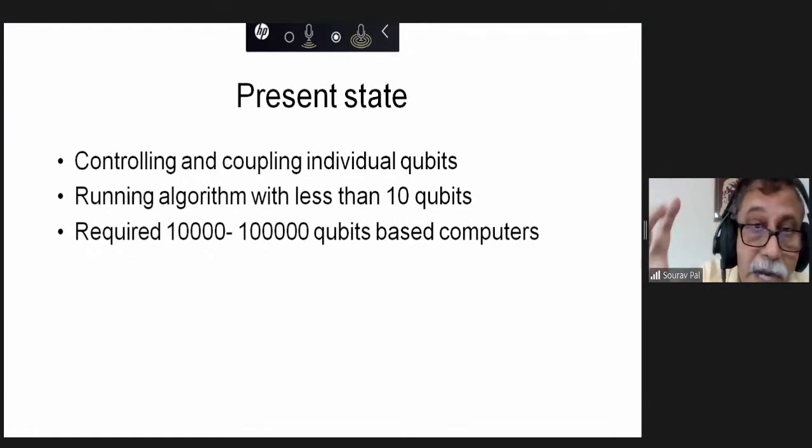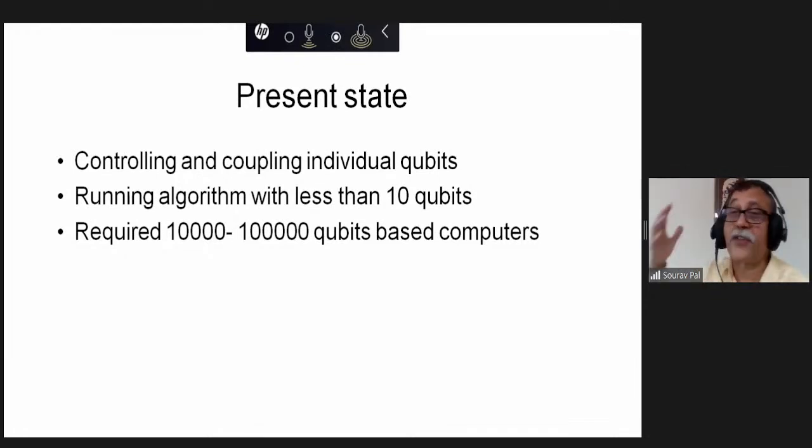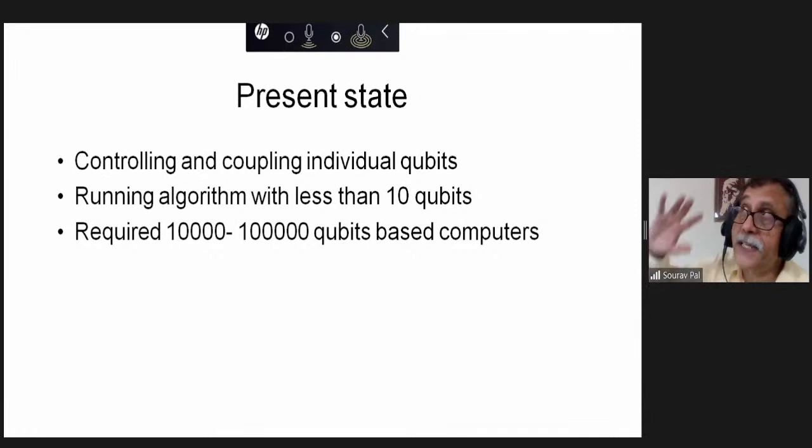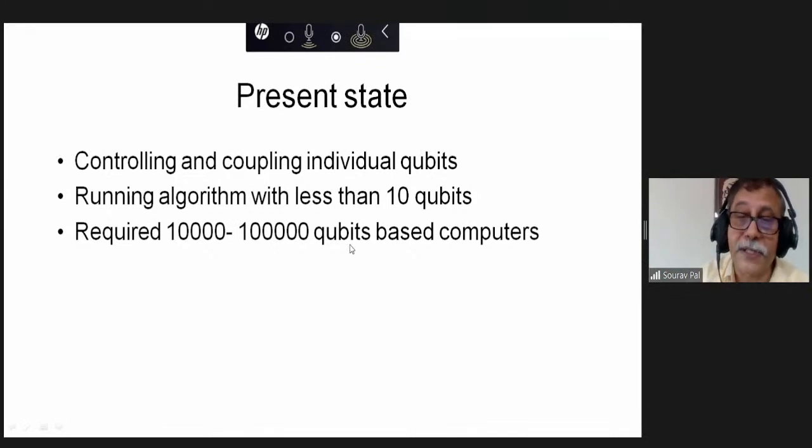And today's state is that people are still running algorithms. Maybe I'm wrong, maybe this is 10, 20 today. I don't know. But typically of that order, 10, 20, 30 qubits are the computers which are actually available to you. What is required to beat the present classical supercomputers is actually 10,000, 100,000 qubit-based computers. So you can see we are very far off.